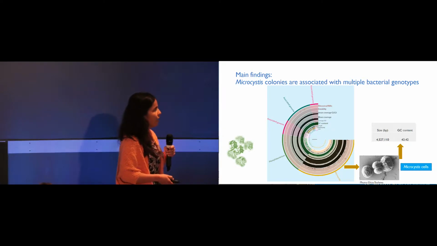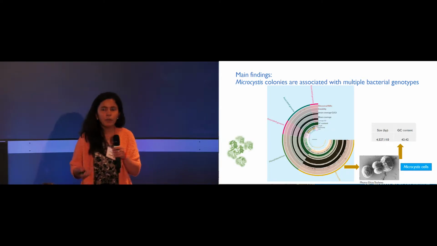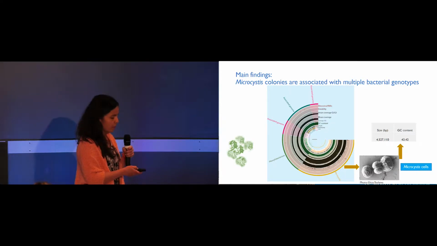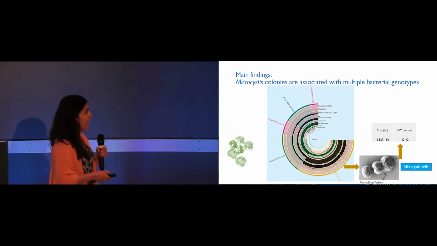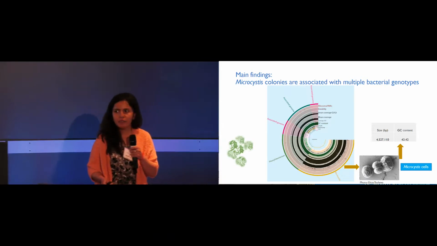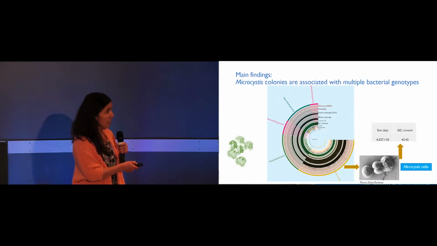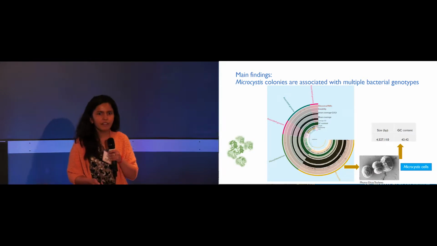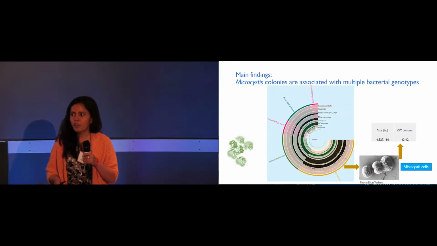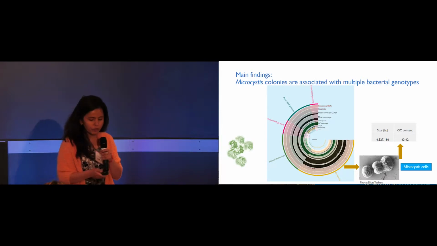Here, I can show you the number of sampling points that we did across the last two summers, 2017 and 2018. Every bar represents a sampling time point, and the numbers represent the number of colonies that we sequenced. In total, we sequenced 82 Microcystis colonies.